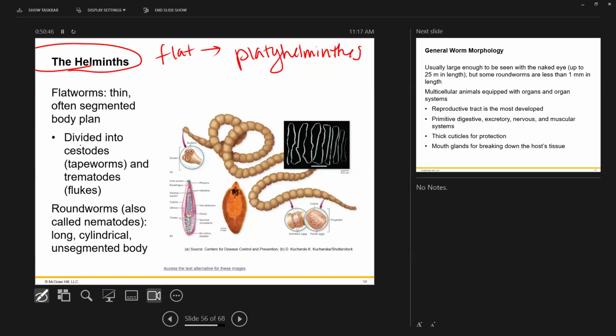In the flatworms, we have the cestodes, which are the tapeworms, and the trematodes, which are the flukes. And then the roundworms, they are called nematodes. So do know these terms and be able to associate them with what type of helminth they are. They do have true reproductive tracts and they are multicellular. These are actually animals. They fall into the kingdom Animalia.